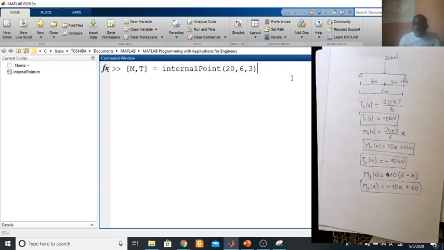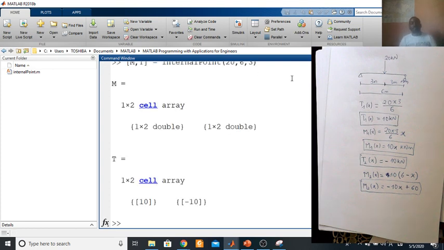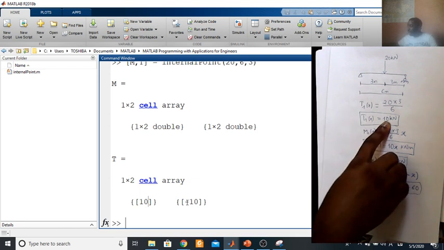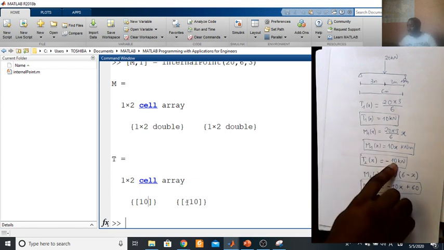Okay, and once we get that, perfect. So we have m, that is a 1 by 2 array, because it contains in the first place the equation of the first zone and in the second place the equation of the second zone. T is the same. It contains the equation of the first zone and the second zone. But you can already see T here, right? You can already see that T1 here is 10 and T2 here is negative 10. Just like we have T1 here to be 10 and T2 here to be negative 10.